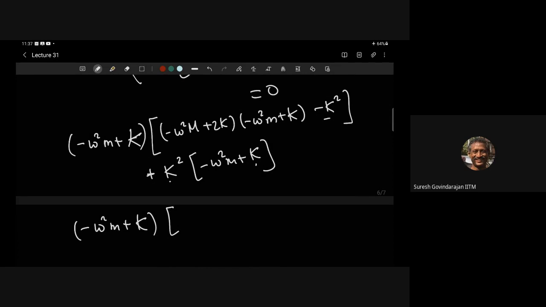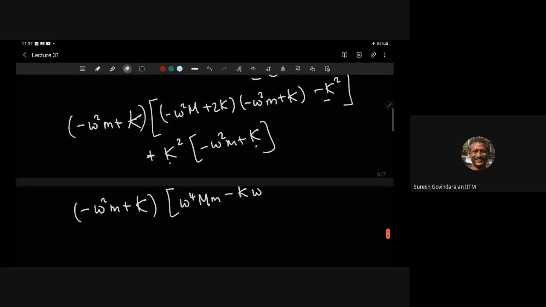So expand this: omega power 4 m, this minus k omega square into, what has happened? Oh, I've gone off the page, so I'll write it properly.